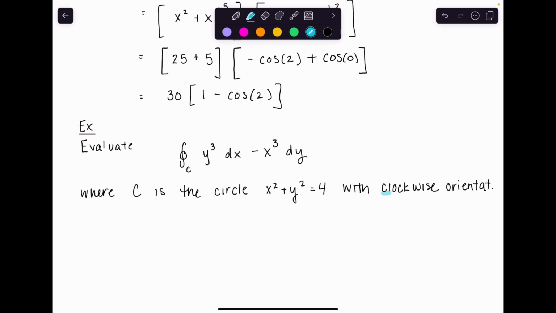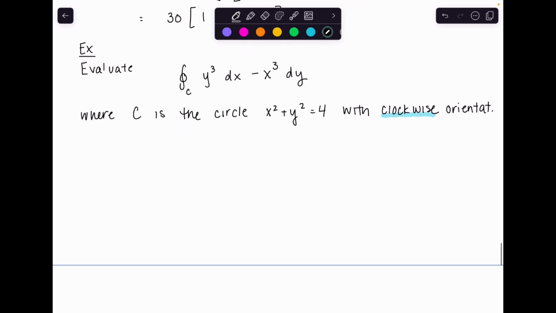So this one's slightly different because, again, it is clockwise orientation. But all that means is I get a minus sign out front of Green's theorem, because Green's theorem is for counterclockwise. So I'm going to go ahead and prep everything first, and then we'll take care of that afterwards.